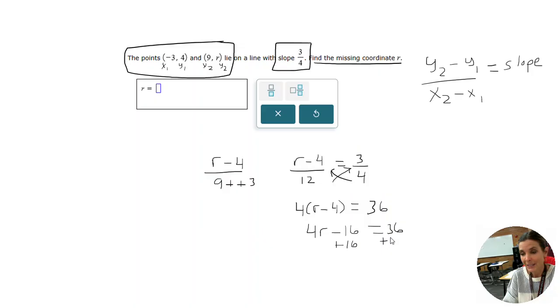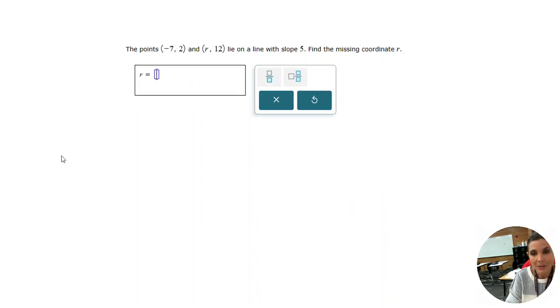Okay, so I'm going to isolate the r by using inverse operations. So 4 times r equals 52, and then we're going to divide by 4 on both sides, and we get r is equal to 13. Okay, so let's go ahead and try another one of these.